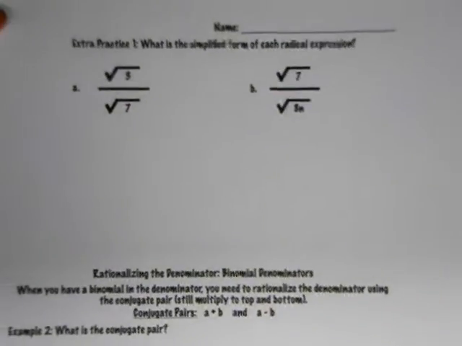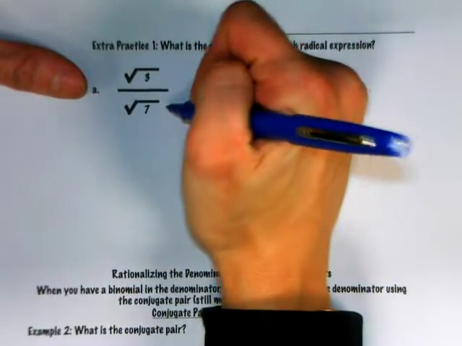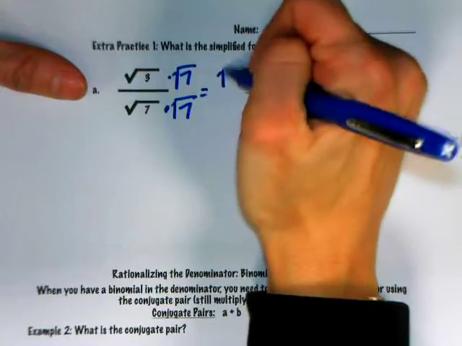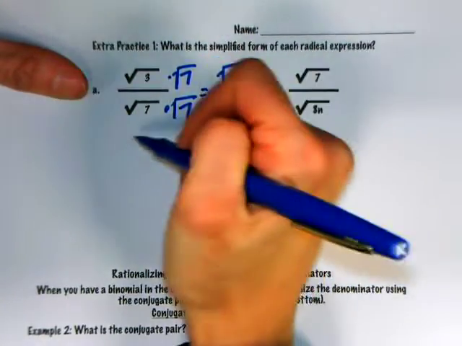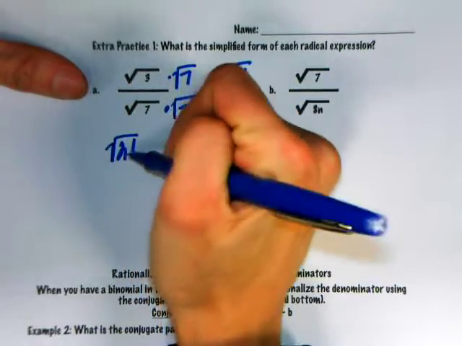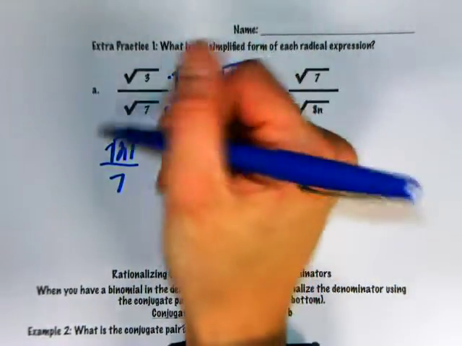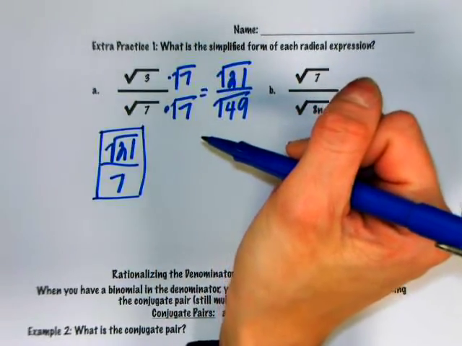But for the first one, you cannot reduce 3 and 7 at all, so we're going to multiply by radical 7 on the top and bottom. So that's going to be radical 21 over radical 49. So that's going to be radical 21 over just 7 when you take the square root of 49. 21 you can't break down at all, and you're not allowed to reduce those because they're not both under or both not under.